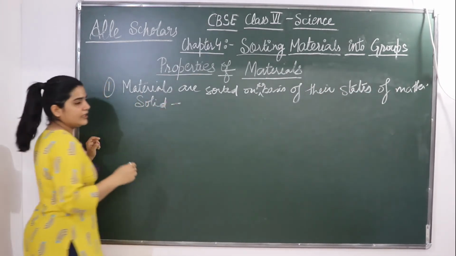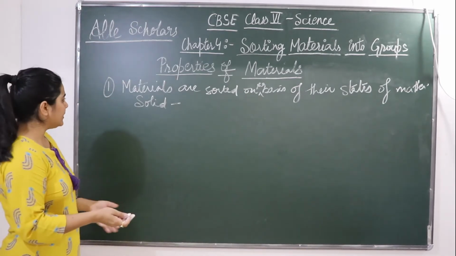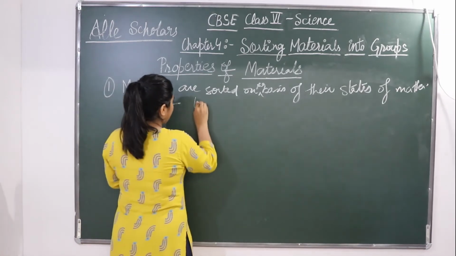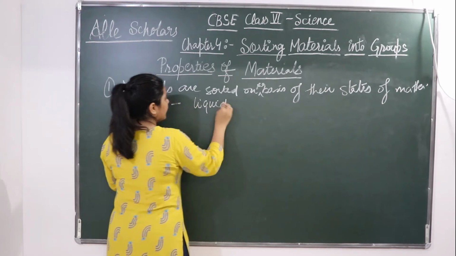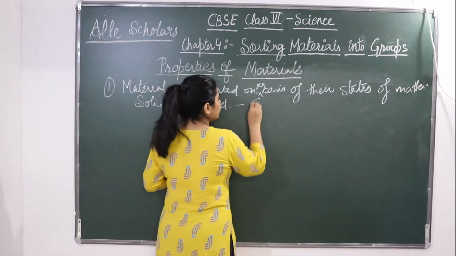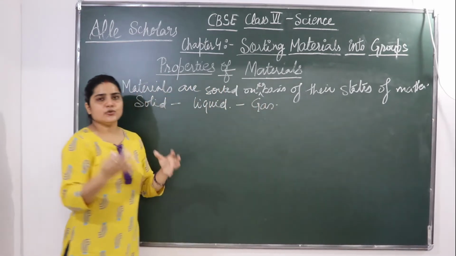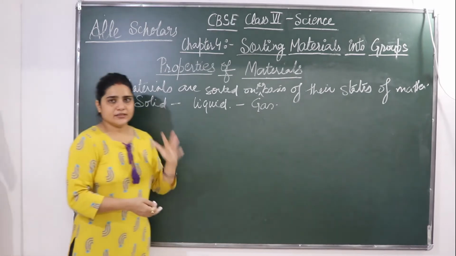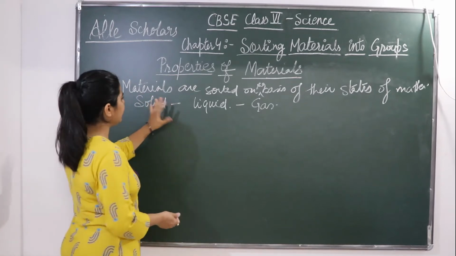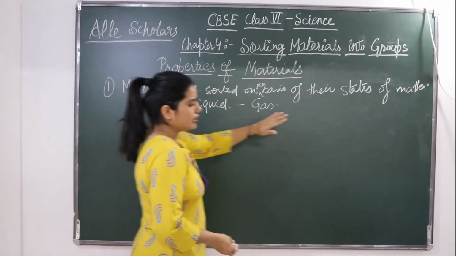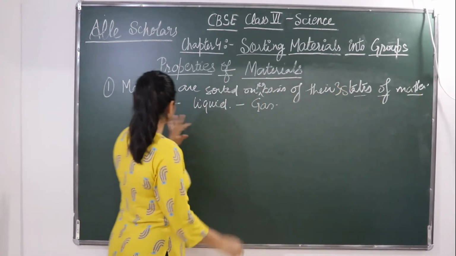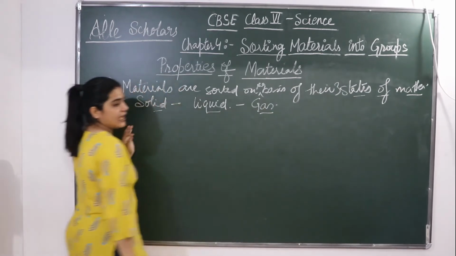Okay, it can be a solid, like any object you can take, or it can be a liquid like oil or water or something else, or it is in gaseous state, means you need to keep steam or some nitrogen gas or something else. Okay, so the first criteria of material to be sorted is on the basis of its three states of matter, that is solids, liquids and gaseous state.